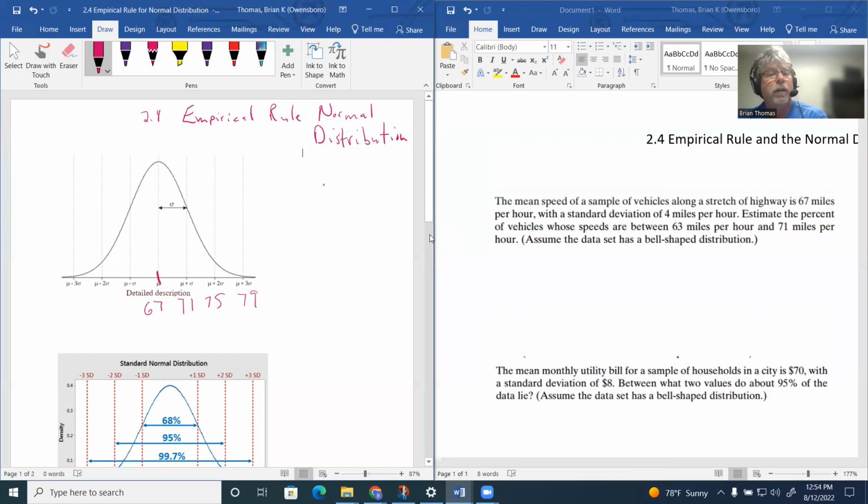Now, if I go left of the mean, if I subtract 4, that's going to be 63 miles per hour. Subtract 4 again, it's going to be 59 miles per hour. And subtract 4 again would be 55 miles per hour.